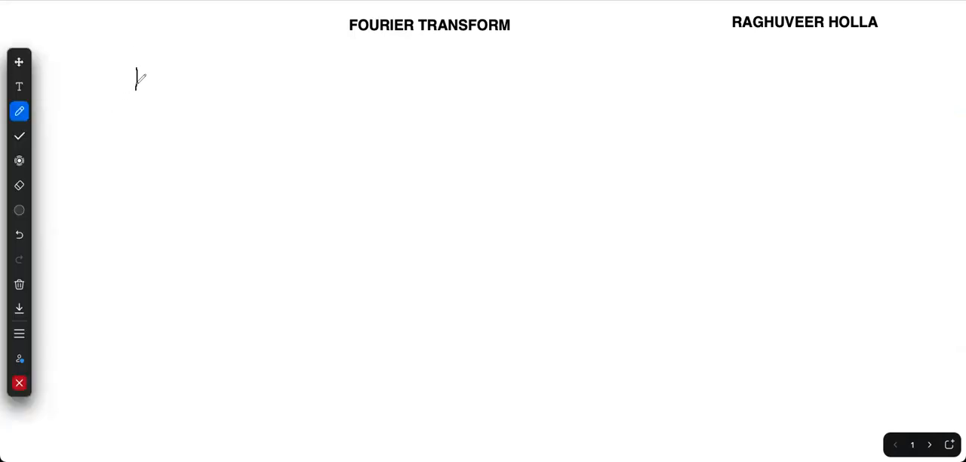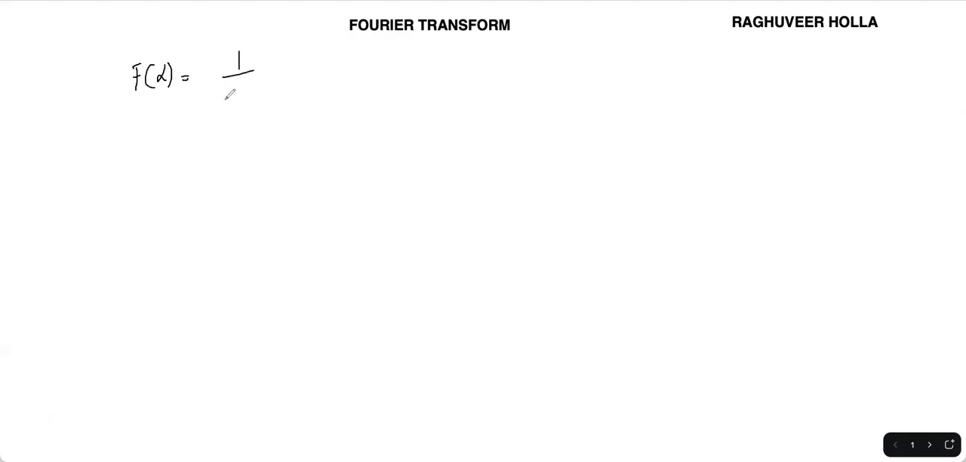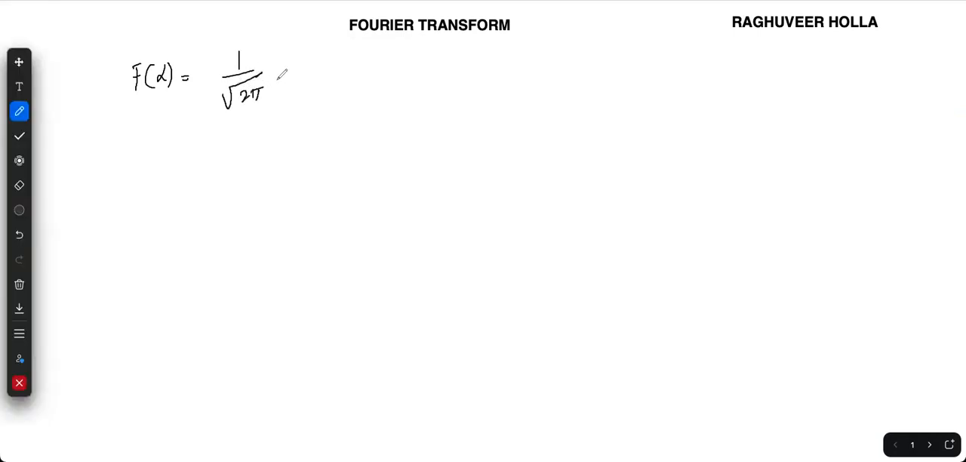So let us look at Fourier transforms here. Please remember this formula I'll be using throughout when we try to solve the problems on this. So this is F of alpha, 1 by root 2 pi, integral minus infinity to infinity, f of x e to the power of i alpha x dx.